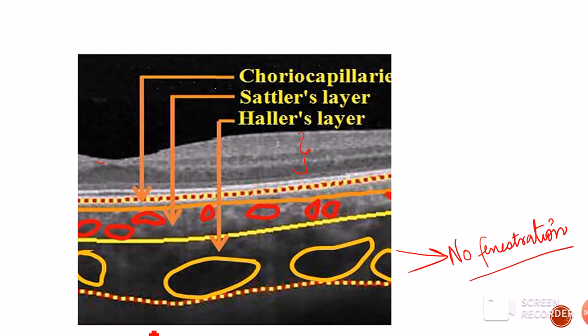Next to Haller's layer, inside, we have smaller or medium-sized vessels, and this is called Sattler's layer. The innermost layer of the choroid is actually the choriocapillaris, and the choriocapillaris have lots of fenestrations around them, and the dye can easily leak out from the choriocapillaris. These fenestrations are also important because through them there is easy diffusion of nutrients, and the choriocapillaris can easily supply the outer layers of the retina with essential nutrients.